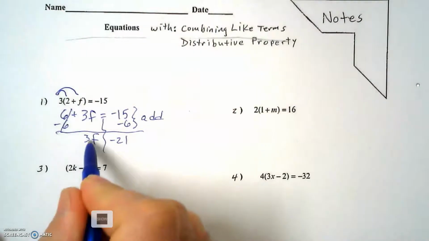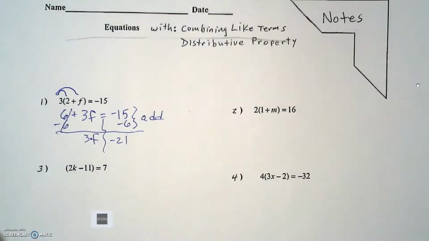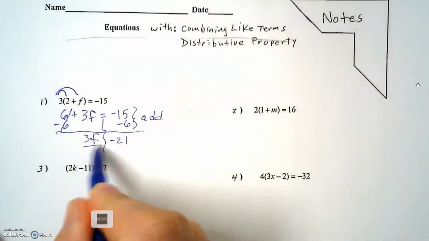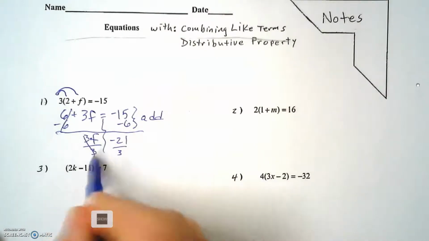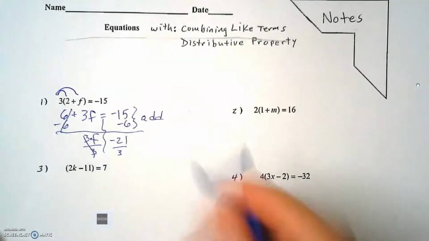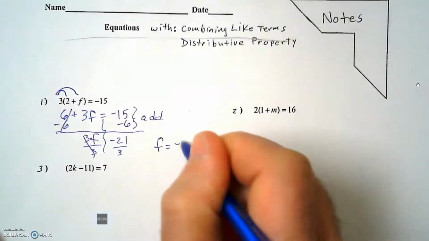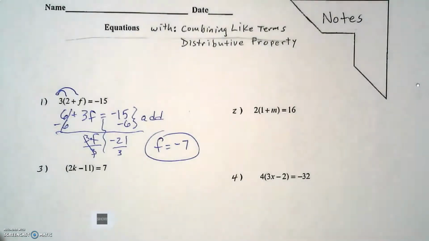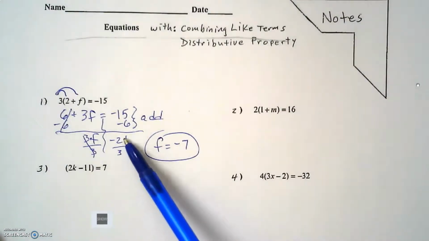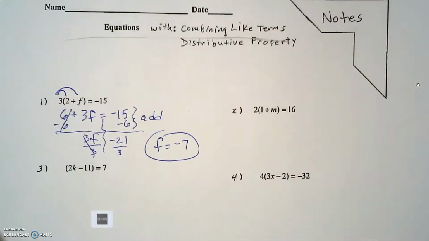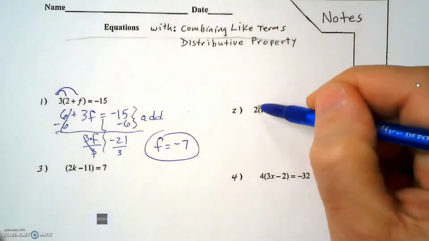In our last step, if this is multiplication right there, and it is, because we don't see any symbol in between, we divide, and f equals negative 7. I don't have room to write it under it. Where'd that negative 7 come from? Negative 21 divided by 3. So I'll go do this example.